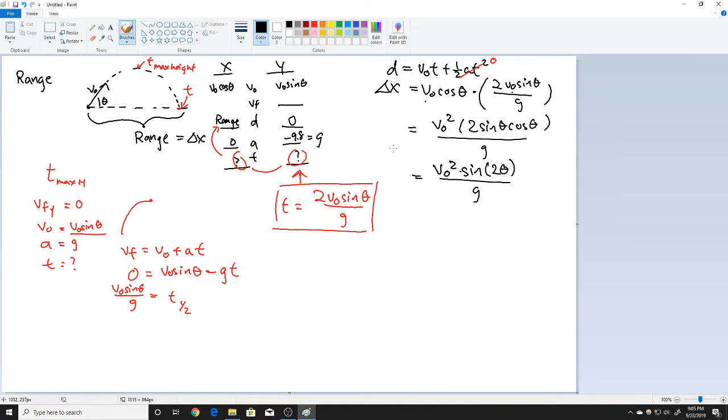All right, so this gives us kind of an interesting idea. With the displacement, or range, we now have a simplified formula that we can use whenever we want to find the distance you can travel from a projectile that is launched horizontally or at an angle but lands horizontally at the same level.